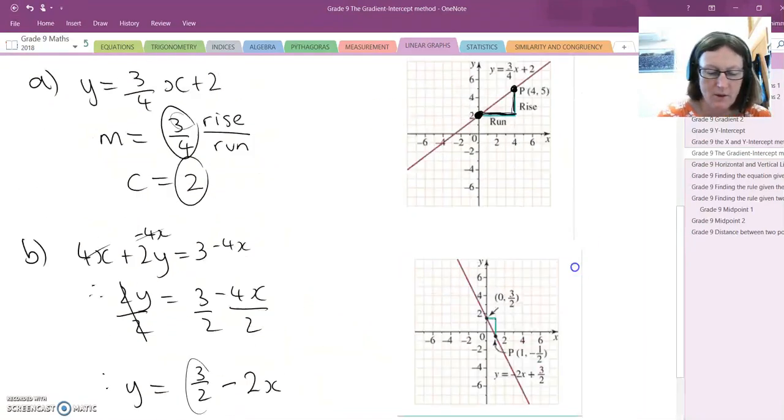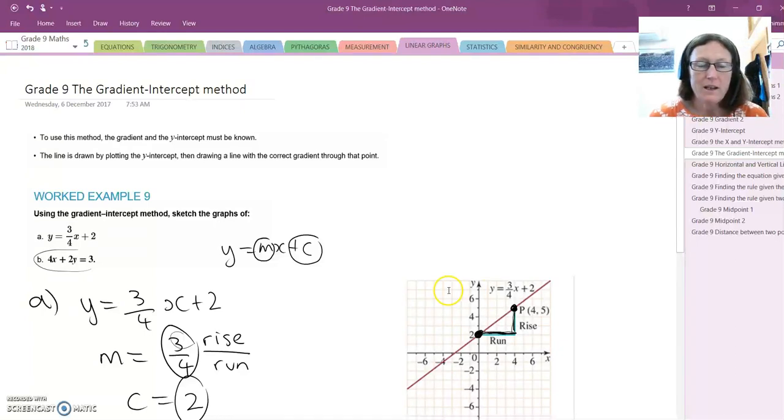So for the gradient intercept method, we find the gradient and the y-intercept. The line is drawn by first plotting the y-intercept, then drawing a line with the correct gradient through that point.